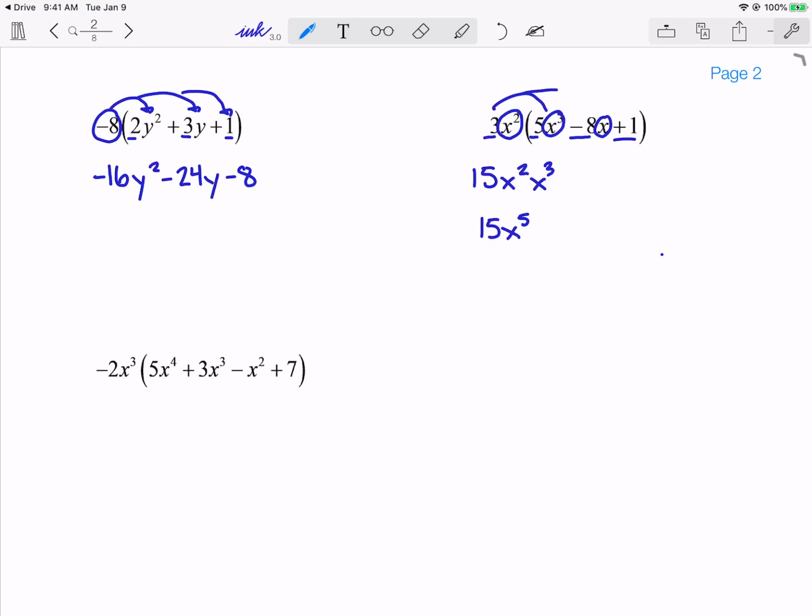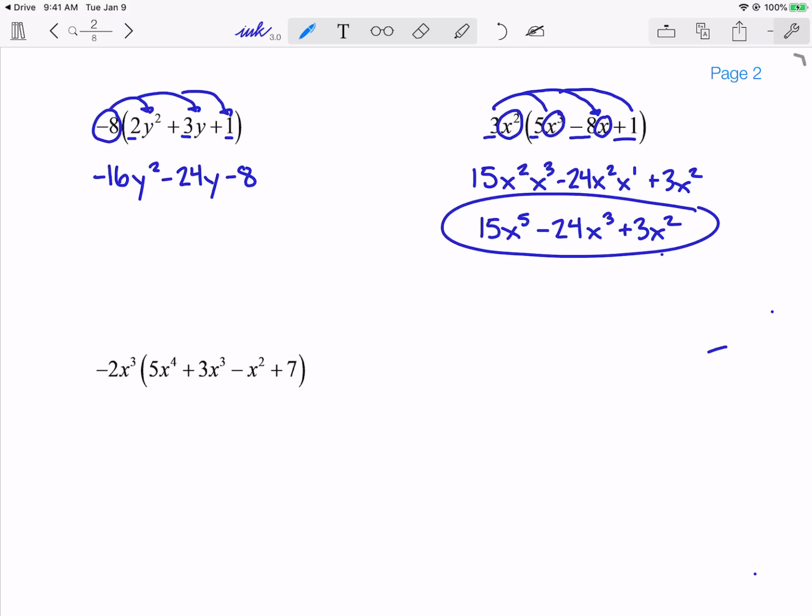When I do that to the second term inside the parentheses, 3 times -8 gives me -24 as a coefficient. And I'm going to do x squared times x. Well, x is really x to the first, so I add those exponents. 2 plus 1 gives me 3, so I've got x cubed. And then lastly, when I multiply something by 1, well, I just get the same thing. So I'm going to have plus 3x squared. And so this would be my final answer.